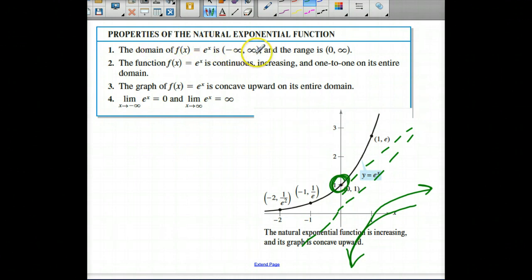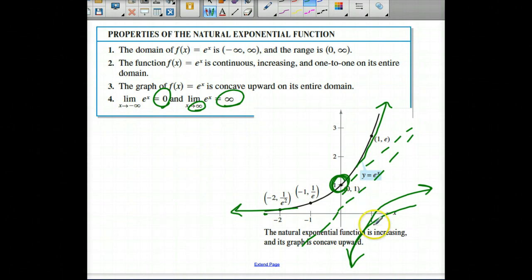The domain is all reals. The range is all positives, so the y values will never go below the x-axis or even touch the x-axis. F of x equals e to the x is continuous. It has no sharp turns, no jumps, no holes. It is increasing and 1 to 1, so it's strictly monotonic. The graph is concave upward everywhere, and if you take the limit of e to the x as x approaches negative infinity, so going this way, as x gets lower and lower, the limit is 0. As x gets higher and higher, the limit is also getting higher and higher, so infinity as x approaches positive infinity. Just some properties.